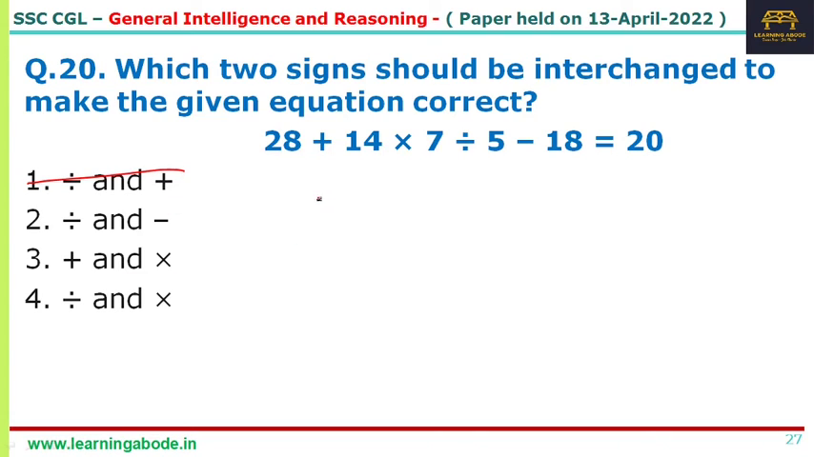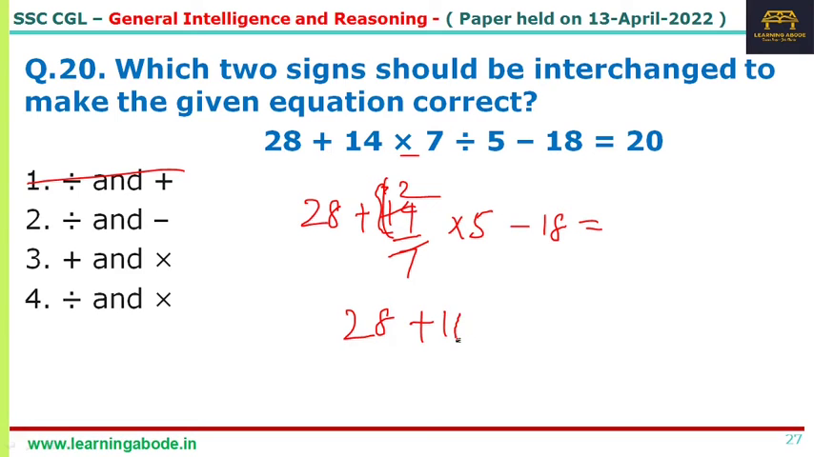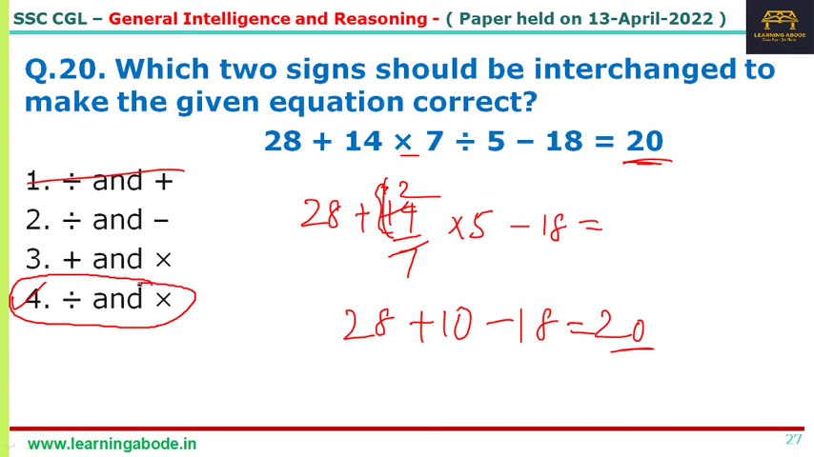Okay, let me try answer option 4. So 28 plus 14, now instead of this, instead of plus, multiplication, I'll put division. Then into 5 minus 18 equal to what? Let me find out. Okay, so now again we'll go for the BODMAS rule. So as per BODMAS, we should go for multiplication first. So 28 plus 10, which is 38, minus 18 is 20. Okay, that's correct on the right hand side. So answer is answer option 4 for question number 20. Answer option 4 is the right answer.